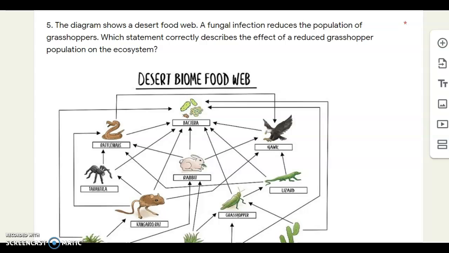Number 5. The diagram shows a desert food web. A fungal infection reduces the population of grasshoppers. Which statement correctly describes the effect of a reduced grasshopper population on the ecosystem?